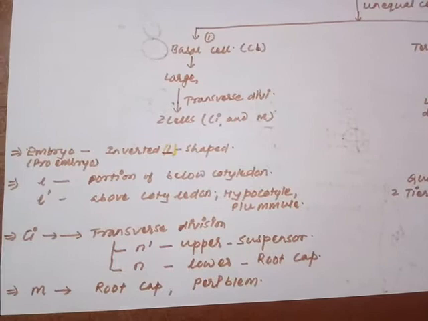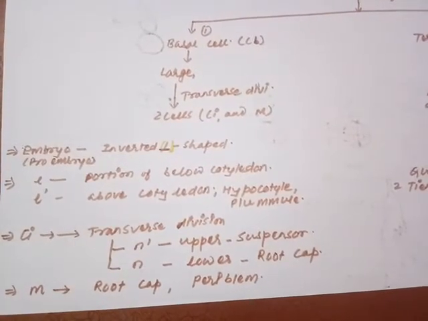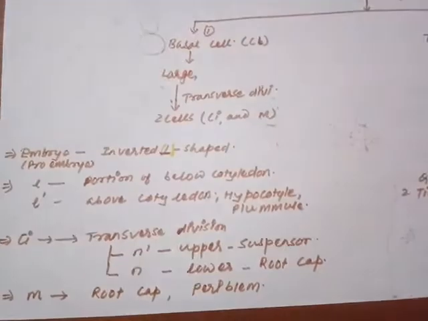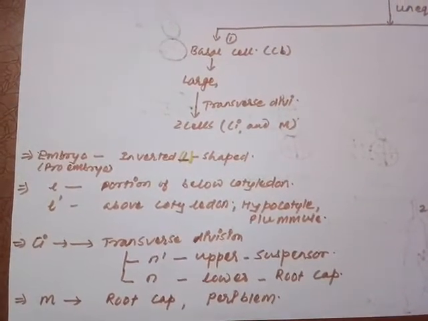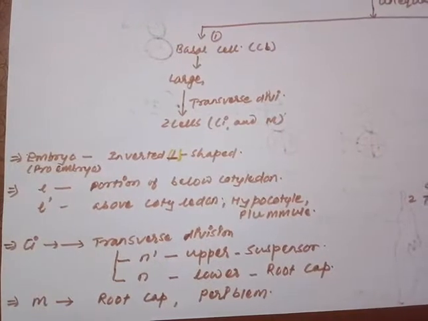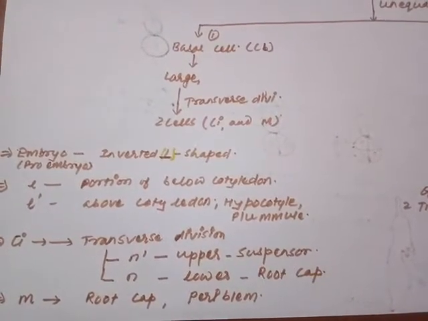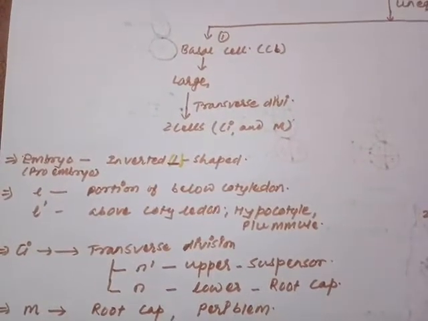The portion of the embryo below the cotyledon is formed by the L, and L dash is above the cotyledon, so it makes the plumule and the shoot system, and L is going to make the root system and the radicle. Ci divides once again to form the N dash and N. So N dash is going to form the suspensor, N is going to form the root cap, and M is going to form the root cap and periblem.